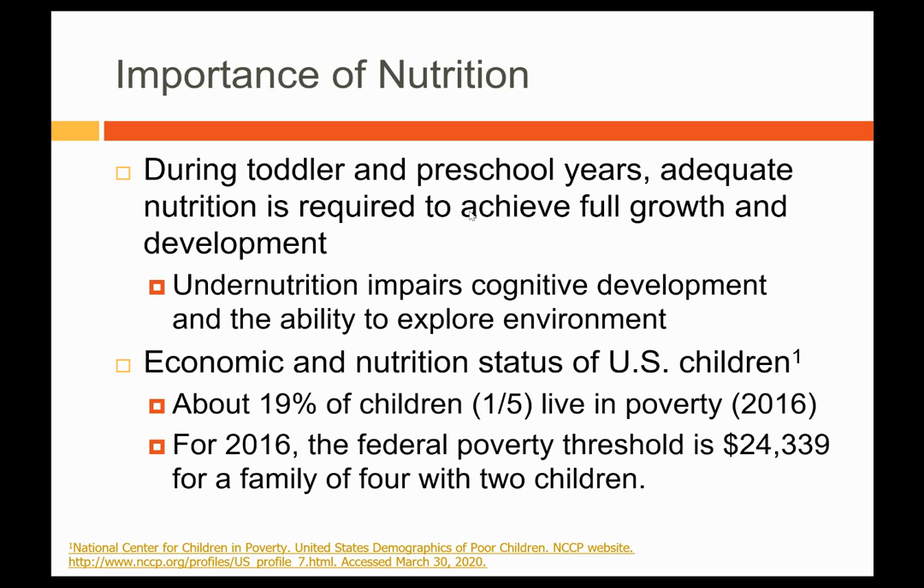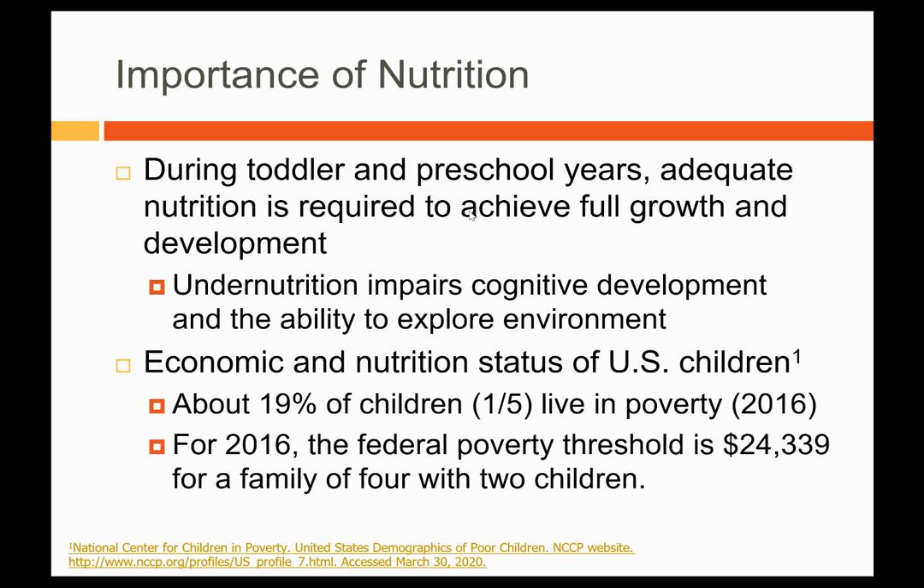We know that the economic and nutrition status of U.S. children indicate about 1 in 5 children live in poverty in the United States, and this is 2016 data. I did check if there had been updates yet, and there haven't, so that's the most recent availability. And to put into perspective, for 2016, the federal poverty threshold was $24,339 for a family of 4 with 2 children.